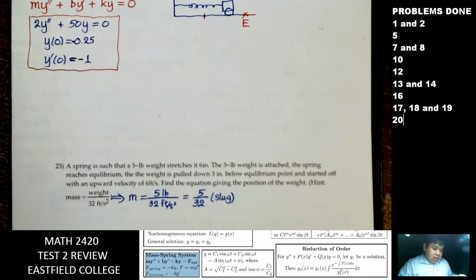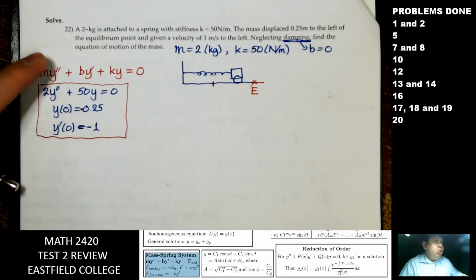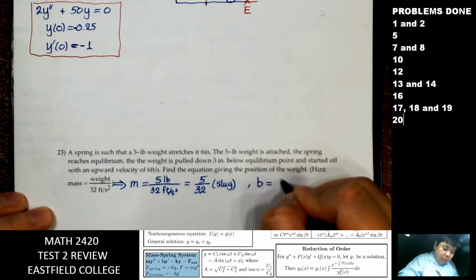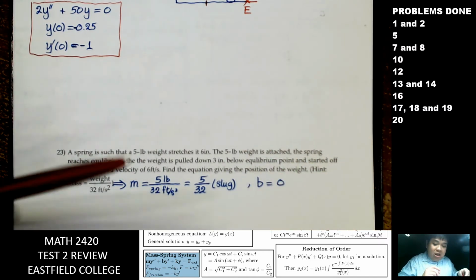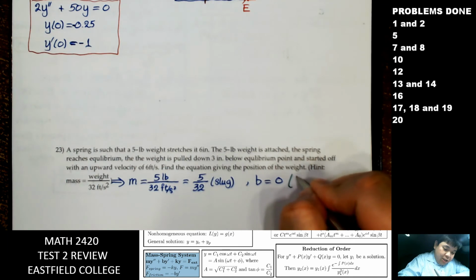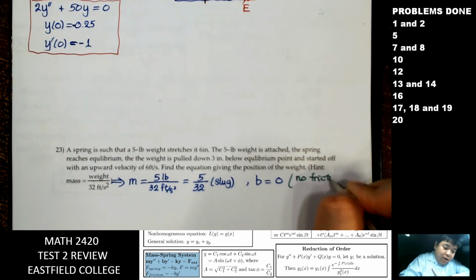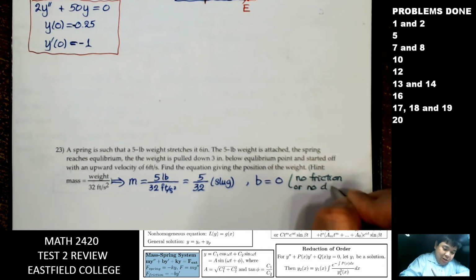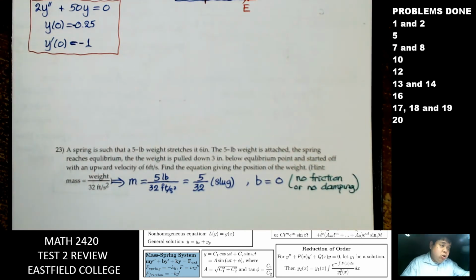Next, we have m in the equation, which is good. Next, we need to have b and k. This problem didn't say anything about friction or damping, so we assume that b is going to be 0, because we assume that there's no friction. The problem didn't mention that. So there's no friction or no damping. So we have the mass.